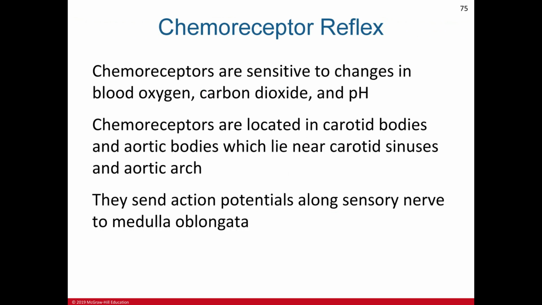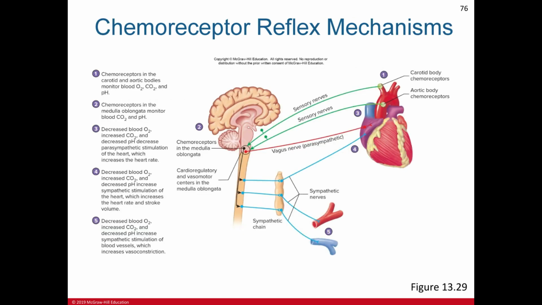Next one is another negative feedback mechanism that is involved in the blood control in our circulatory system. This is the chemoreceptor reflex. So the chemoreceptors are sensitive to changes in blood oxygen, carbon dioxide, and also pH, if it's acidic or basic. So they are located in the carotid bodies near the baroreceptors and aortic bodies, which lie near the carotid sinuses and aortic arch. So they send action potentials along the sensory nerve to the medulla oblongata.